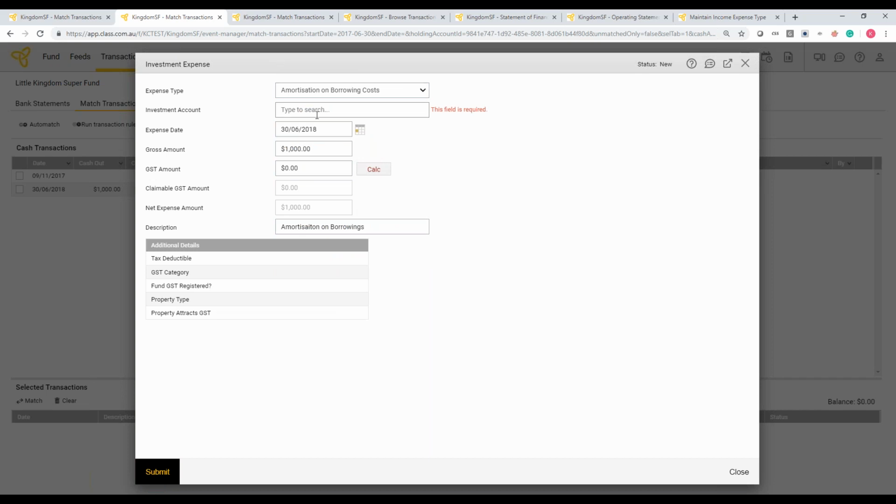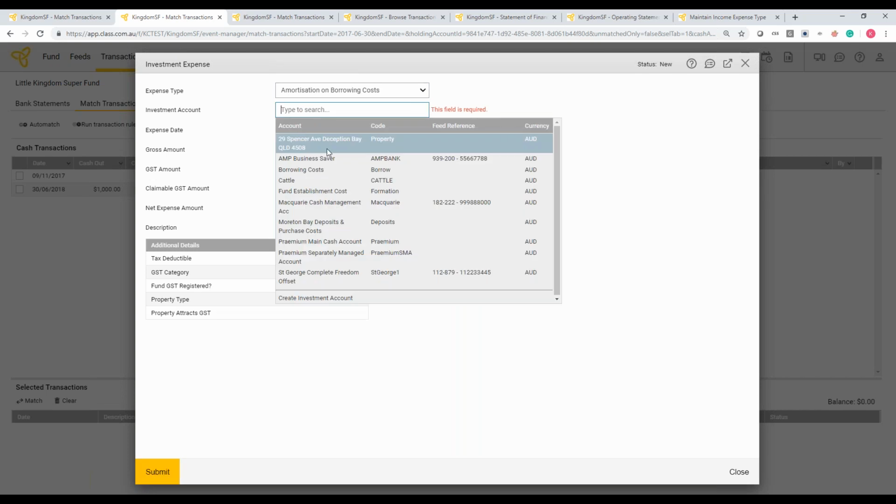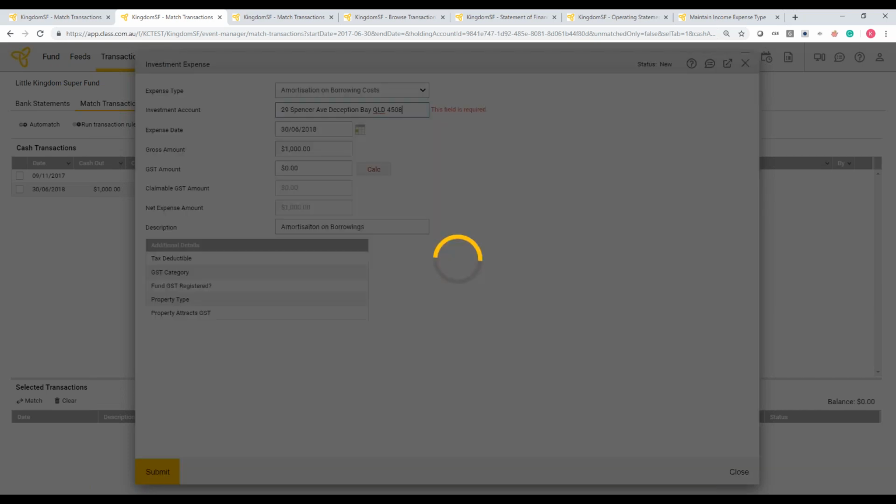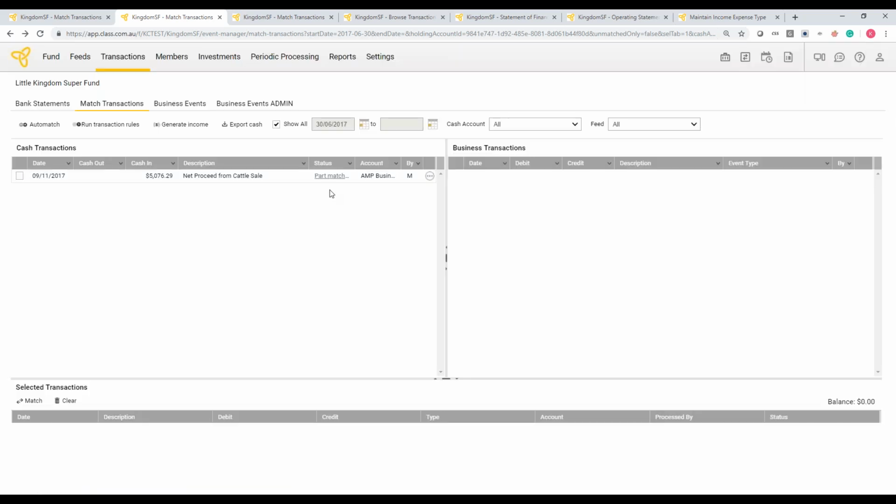Oh, the investment account. So this is in relation to the property. So I select the property. Done. Okay. So that's borrowing costs. And obviously, if you want to use the expense method, then I already explained that in the slides previously. Last but not least, the cattle sale.